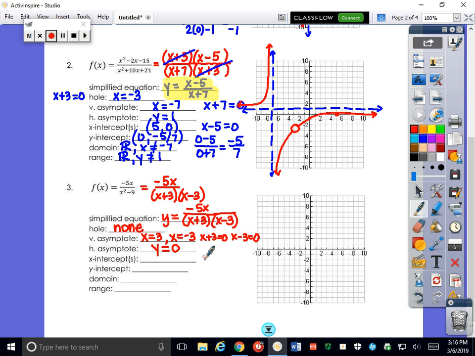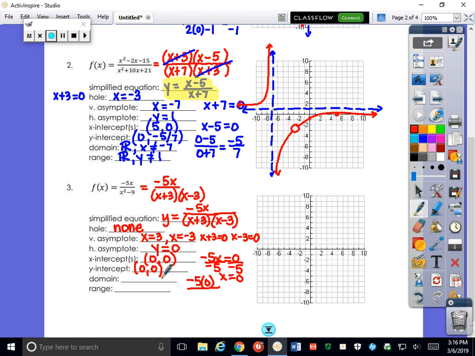X-intercept, we're going to set the numerator, which is -5x, equal to 0. We're going to divide by -5. And that's going to give us an x-intercept at 0. Y-intercept, we're going to sub in zeros for all of the x's. But if I sub in a 0 for that numerator, it does not matter what's in the denominator, because -5 times 0 is 0. So my answer is going to be (0, 0), because it doesn't matter what I divide 0 by, the answer will be 0.